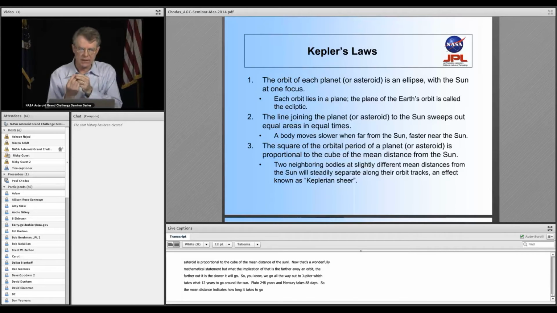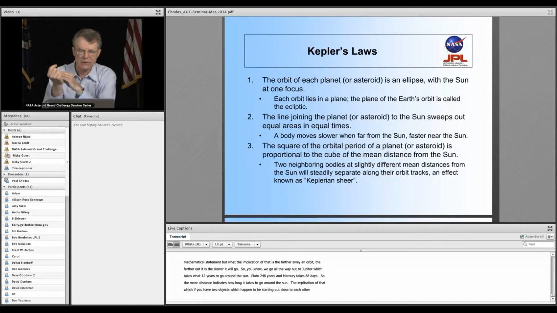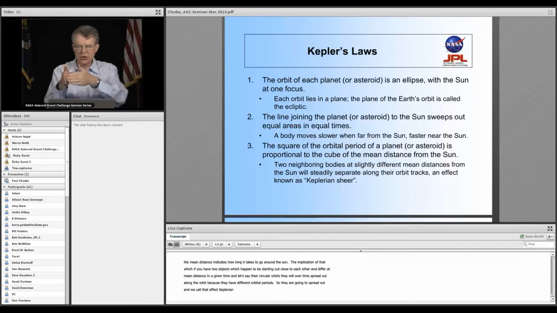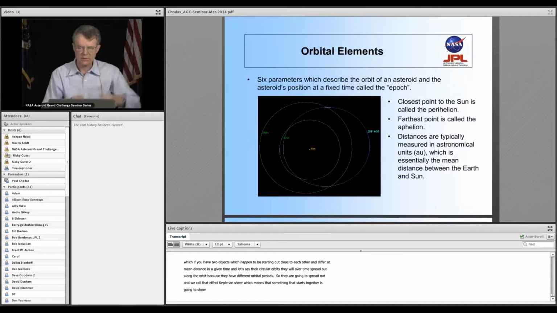The implication of that is that if you have 2 objects which happen to be starting out very close to each other and differ only in mean distance at a given time, and let's say they're circular orbits, then they will, over time, spread out along the orbit because they will have different orbital periods. Their mean motion, as we say, is different, and so they're going to spread out. And we call that effect Keplerian shear, which I may use in later slides, just to indicate that something that starts together is going to shear because they have different mean distances from the sun.